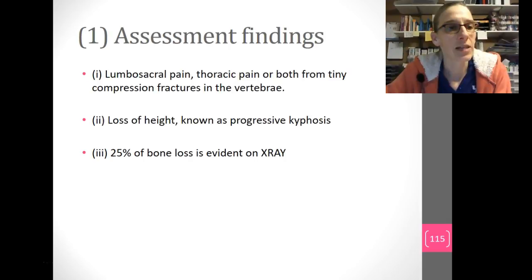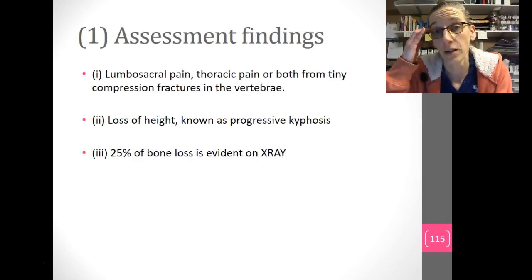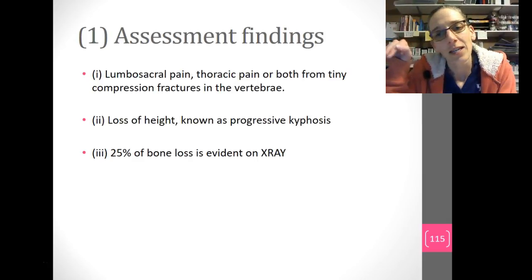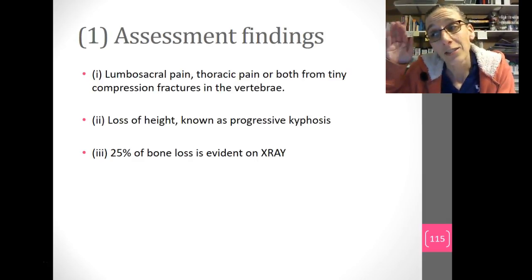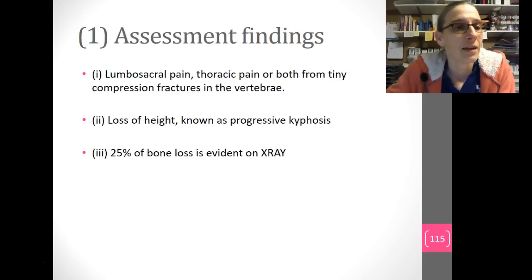Assessment findings: lumbosacral pain, thoracic pain, or both from tiny compression fractures in the vertebrae. They get a loss of height, known as progressive kyphosis. I can vividly remember my grandmother shrinking and shrinking and shrinking as I was growing. Although I was growing, she was definitely still shrinking. 25% of bone loss is evident upon x-ray.